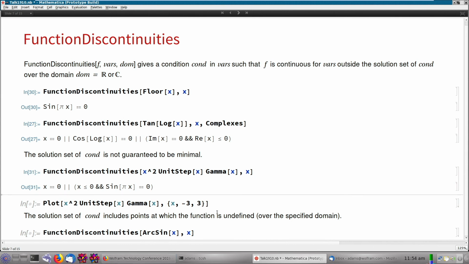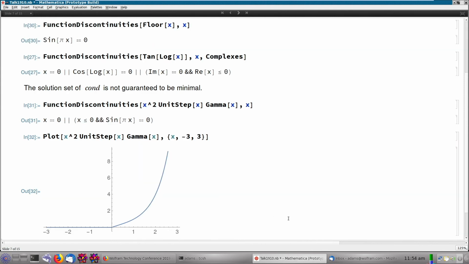So if we plot this function, we produce discontinuities of unit step and gamma, but actually the function is continuous, it so happens, because they cancel. So it should actually be named opposite, because it gives a sufficient condition for continuity. It doesn't give the list of discontinuities. Right, or it gives a set that contains all the discontinuities, but it may contain more.